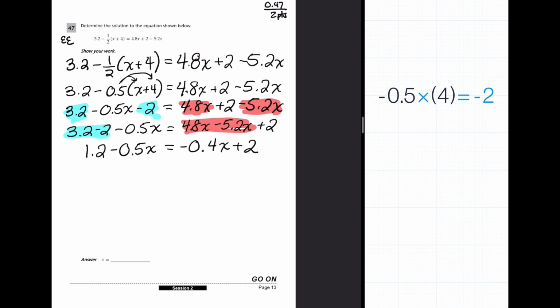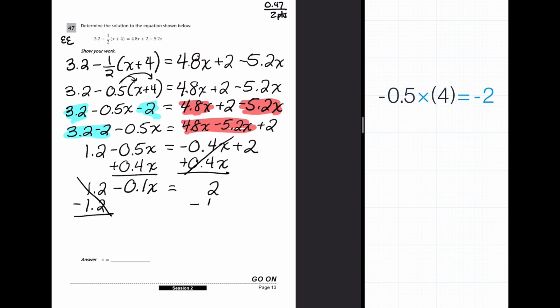Okay, so far so good. Now we just have to get all the x's to one side. So I am going to, let's turn this to a 0 pair. And we'll do the same thing on this side. So I have 1.2 minus 0.1x is equal to 2. Let's subtract. Let's make this into a 0 pair. So negative 0.1x is equal to 0.8.